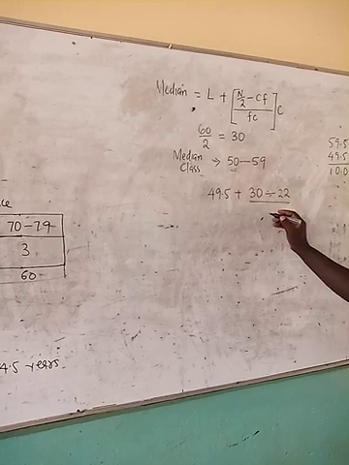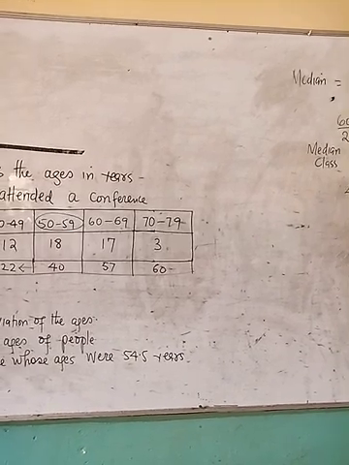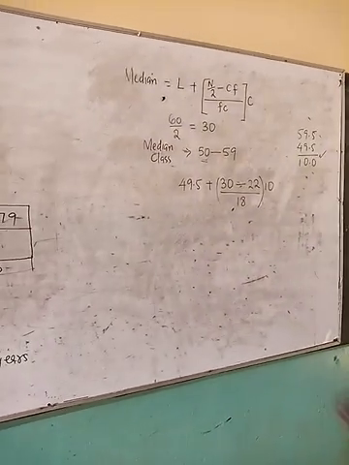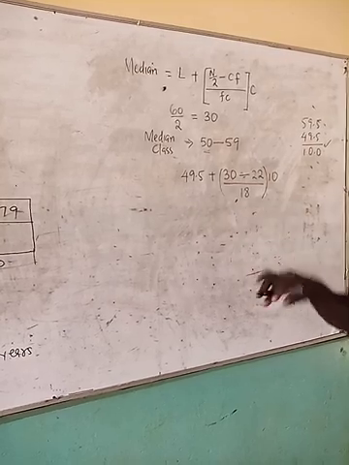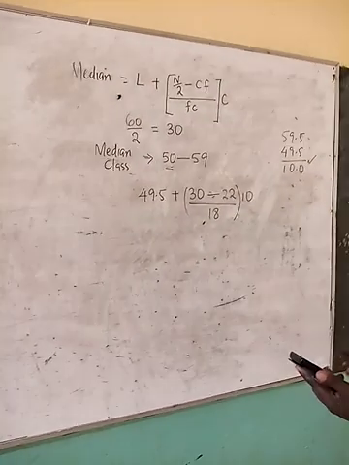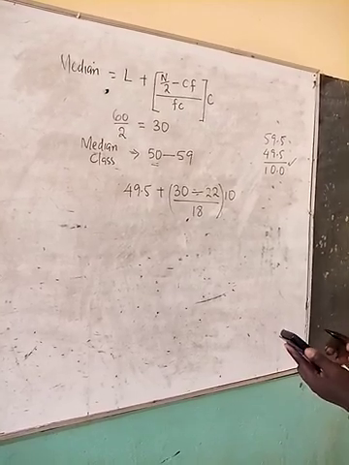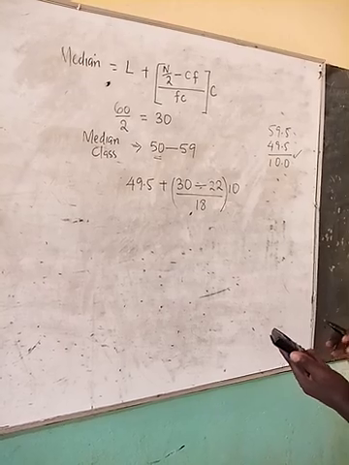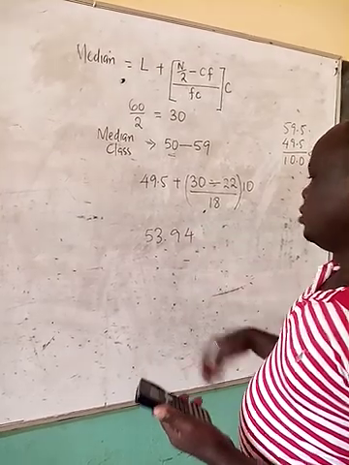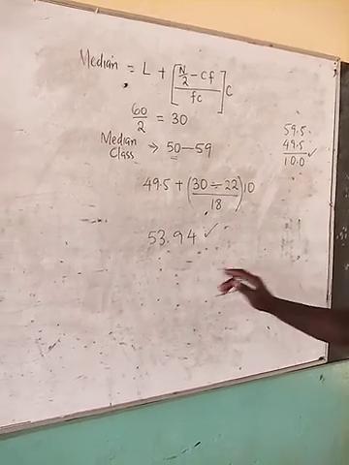So also we have said the frequency of that class is 18, times the class interval of that class, which is 10, that we have just got. Then we can now simplify. Let's just go ahead and simplify and confirm. So you will get 53.94 to significant figures. That will be the median age, 53.94.